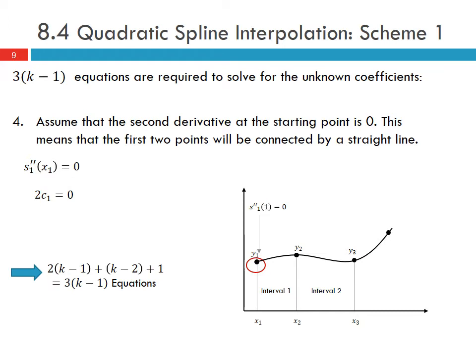So now we had 2(k minus 1) equations from assuming continuity at the nodes. We had k minus 2 equations assuming the first derivative was continuous, and now we're adding this one equation by setting the second derivative equal to 0 at the first interval, or the starting point. So this gives us 3k minus 1 equations to solve for our 3k minus 1 unknown coefficients.